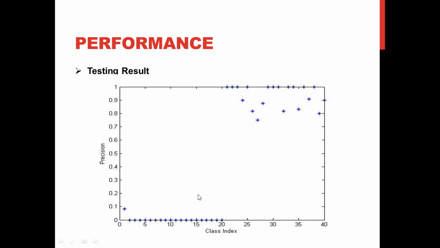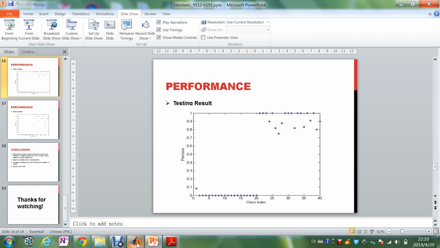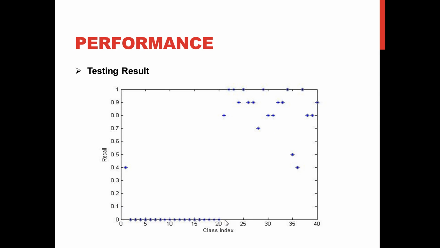So this is the testing result. The testing result is very weird. We do a very good job on the later 20 classes, but very poorly from class 0 to class 20. I double checked many times that my program is correct, but I don't know why this happened. And the recall is the same: better on the later classes and poor on these classes.